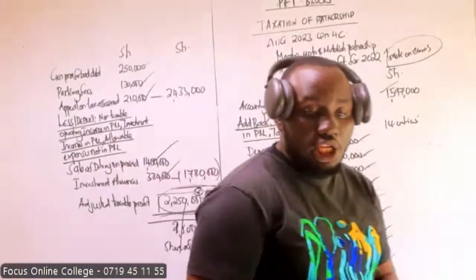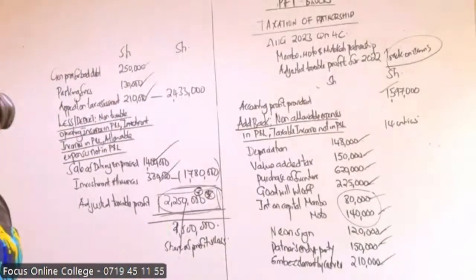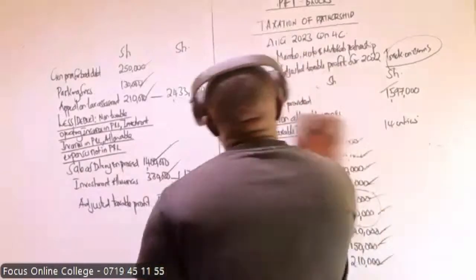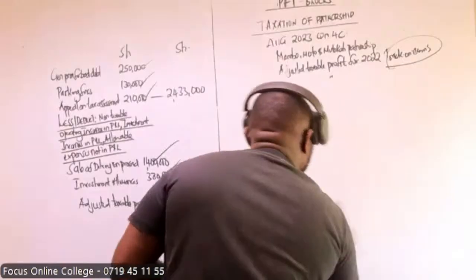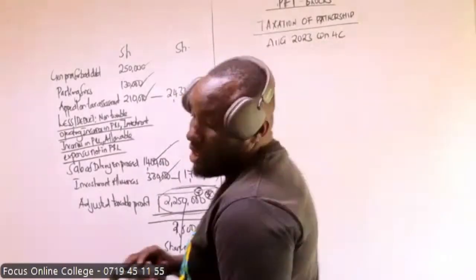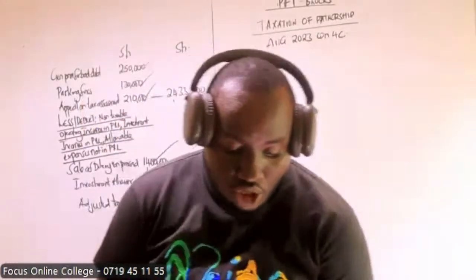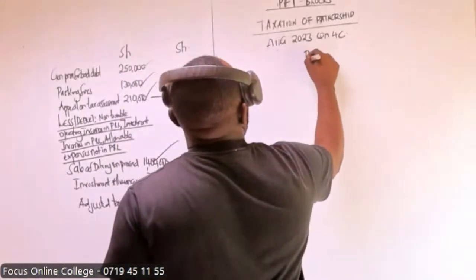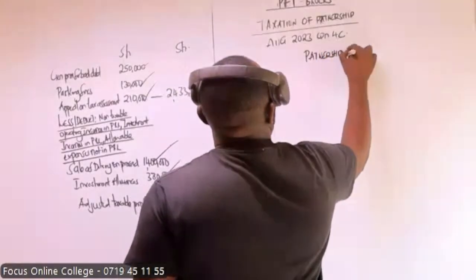So I want us to go to allocation. Let's move to allocation. Are we there? We respond with yes if we are there. So I move to the other part, which we call part B. We call it the allocation schedule. The partnership allocation schedule.